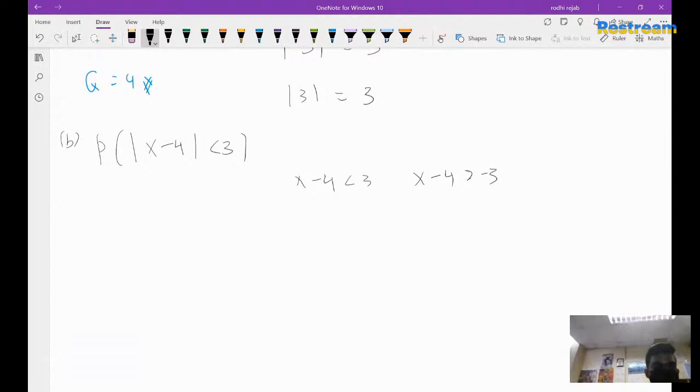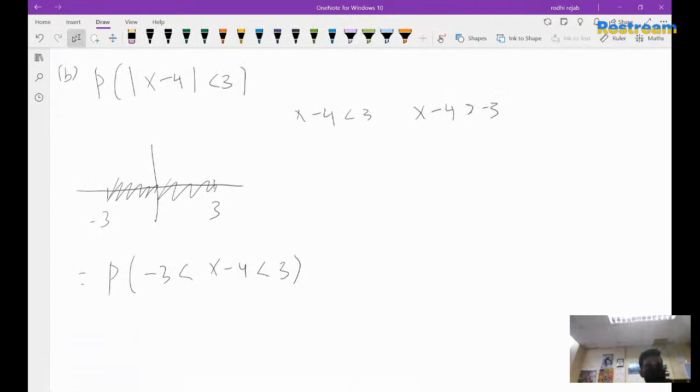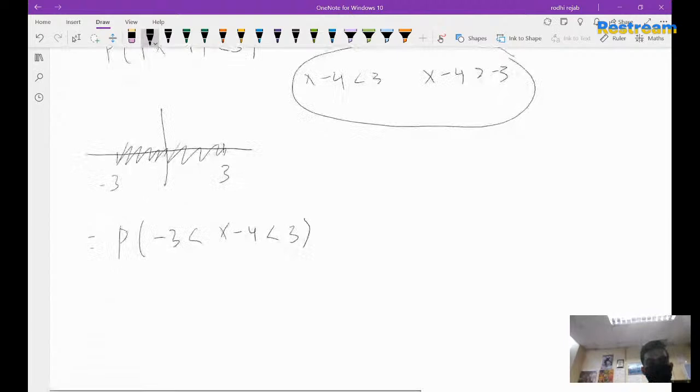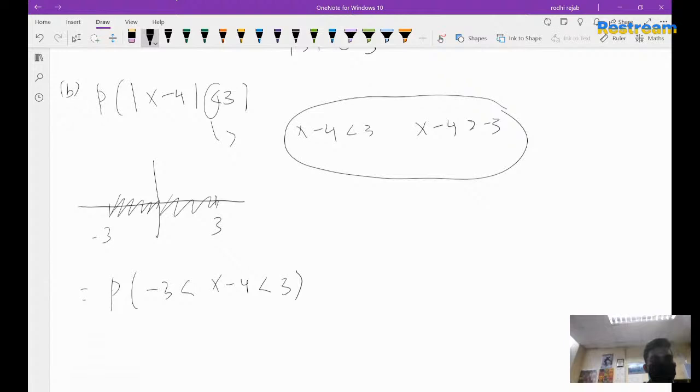Let's just say this is like a mirror, and here's our 3. You know that x minus 4 will be more than negative 3, right? So it's here. And x minus 4 will be less than 3, right? So that means negative 3 is less than x minus 4, less than 3. You can do this straight. But if they give x squared and all that, we have to use the first technique. You can't evade it. Or if instead of less than they give us more than 3, then you will also be getting this eventually.